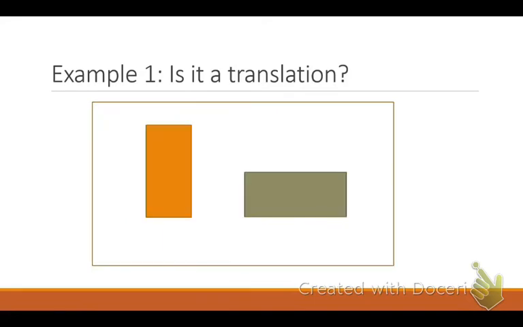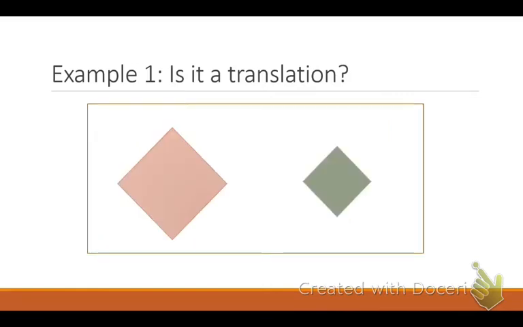All right, what about this next set of figures? Is this a translation? No, why? Just tell me that. It turns. So if you're asked to explain your answer, you would just say the figure turns, and translations don't turn. What about the next set of figures? No, why? Changes size. It changes size. Any questions there? Pretty easy, not too bad.